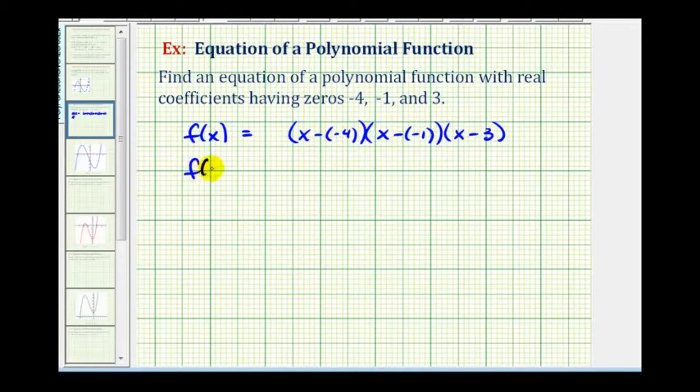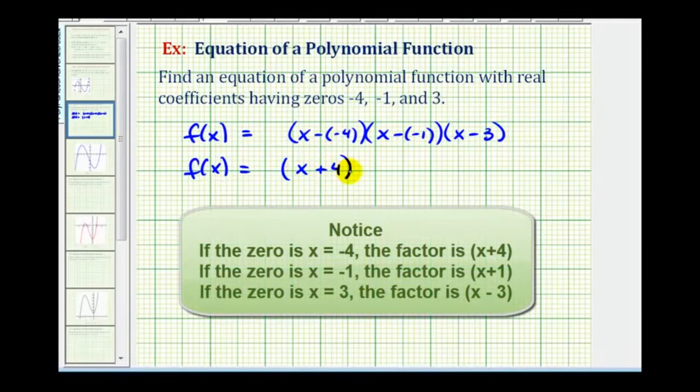So f of x is going to be equal to, we have a factor of x plus 4, a factor of x plus 1, and a factor of x minus 3. Now to multiply this out, there's no shortcut. We can only multiply two binomials at a time.